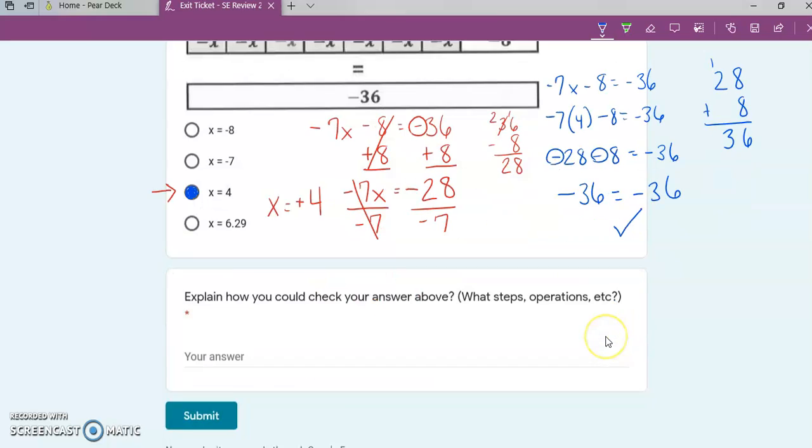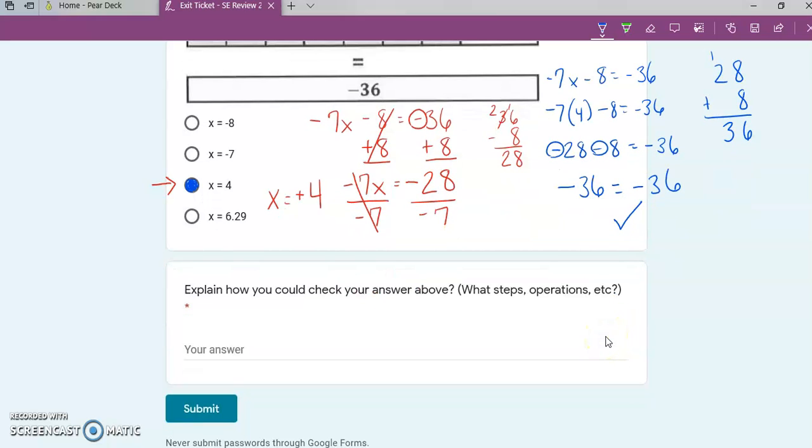And then the last question, explain how you could check your answer above. I could check my answer by plugging in 4 for my x value. Because again, wherever there's an x, that's where I put the 4 so I could multiply it.